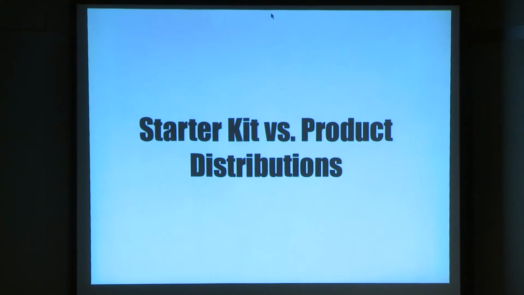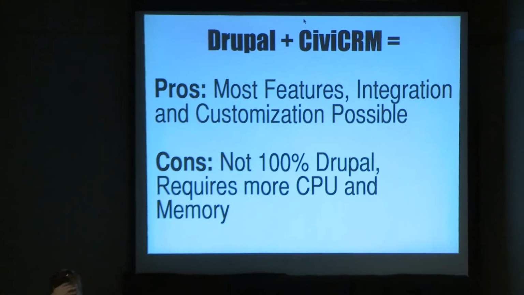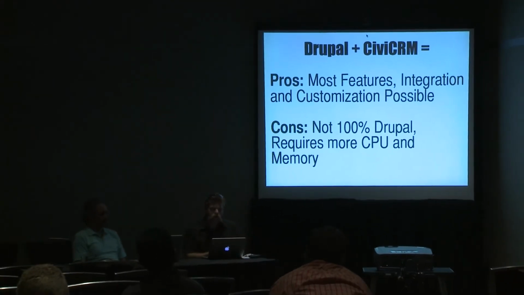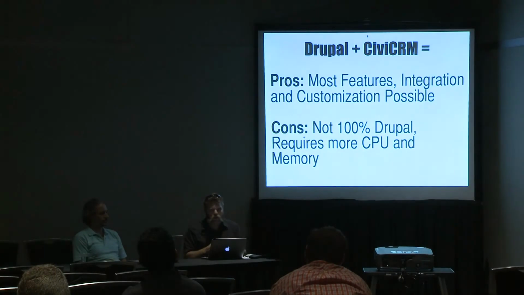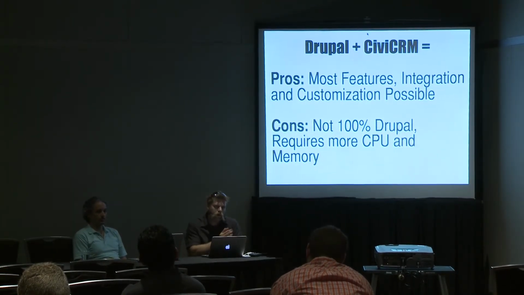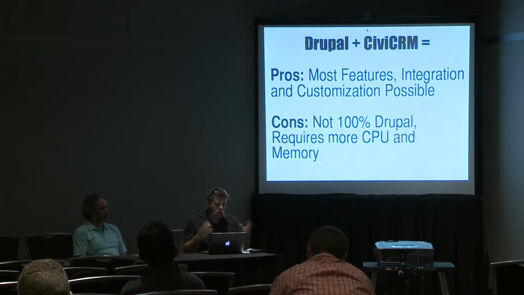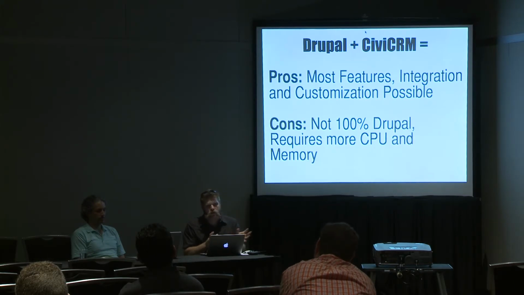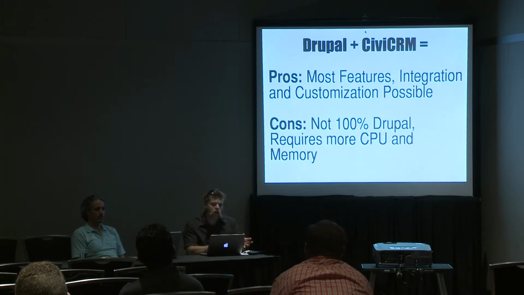Okay, so starter kits versus product distribution. This is what we often get into with our clients about whether a Drupal CiviCRM solution is the best way to go. And the reason why we use a starter kit versus a full-blown distribution for CiviCRM is this idea of product versus starter kit. And the starter kit is designed for you to build on and customize. It is not like OpenAtrium, where it is what it is and you end up working against it.